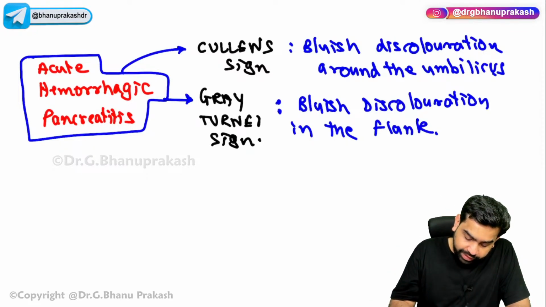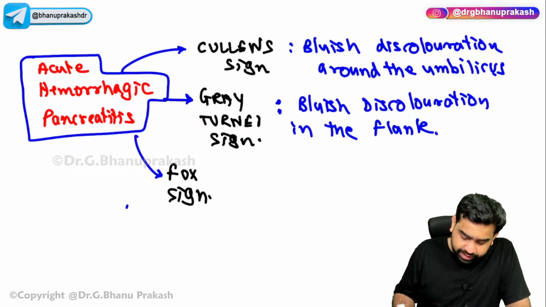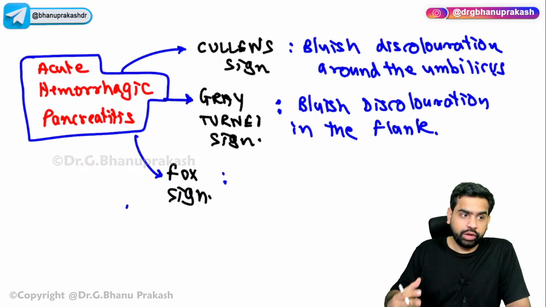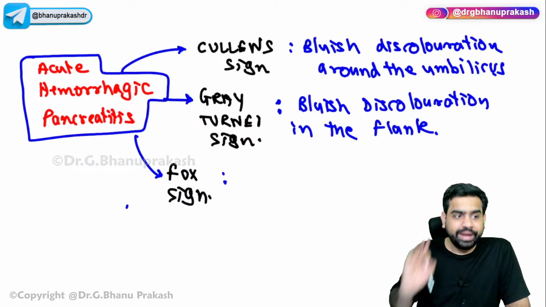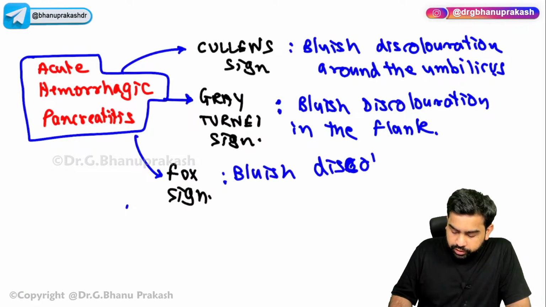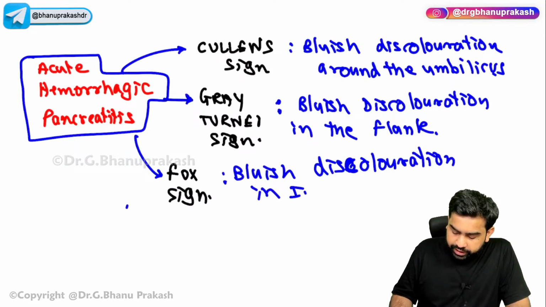And then finally we have the Fox sign. So what is this particular Fox sign? It is not present in every individual case. All these signs we are talking about, it is not that every patient with acute hemorrhagic pancreatitis is going to have them, but sometimes you might. Ecchymosis is a bluish discoloration, whatever you want to call it. So in the Fox sign there is a bluish discoloration in the inguinal region. Okay, in the inguinal region.